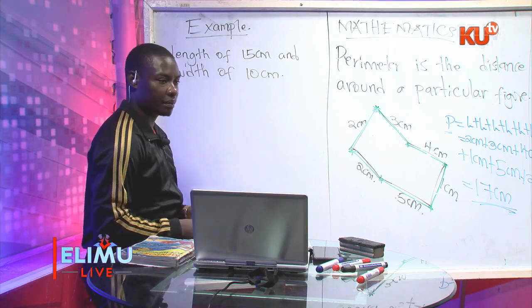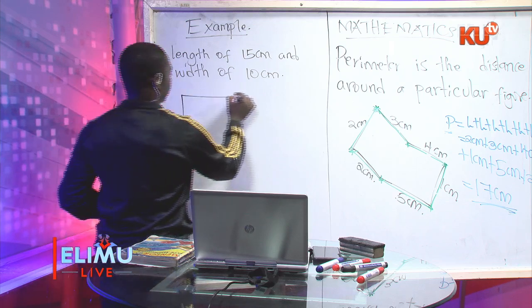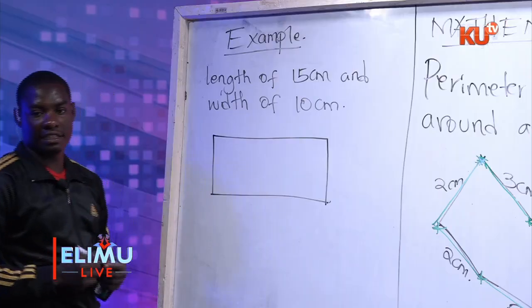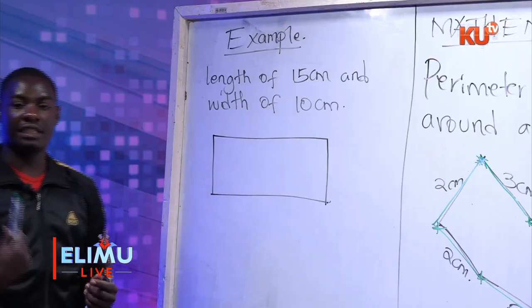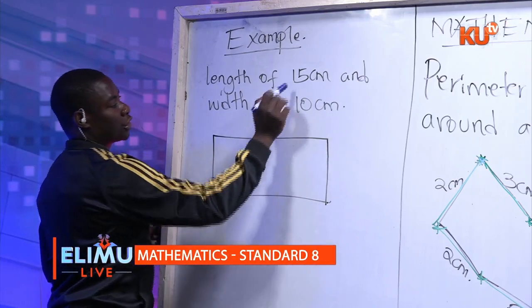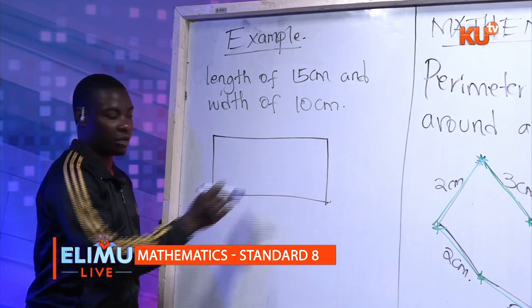The first step is to draw. So the first step, you draw the rectangle. So this is how a rectangle looks like. So you draw the rectangle, that is the first step. The second step is to identify the measurements. So you identify the measurements and locate the measurements on your diagram.